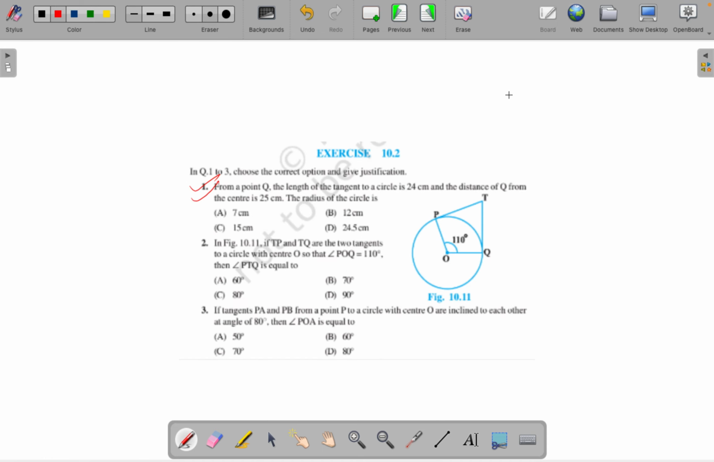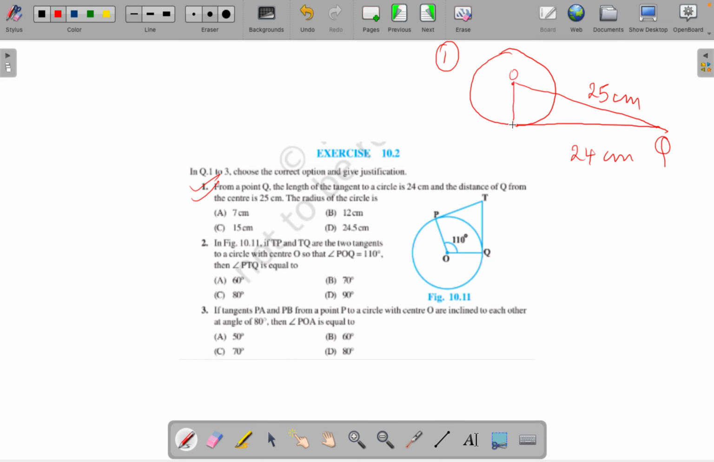Again, from a point Q, the length of tangent to a circle is 24, and the distance of Q from the center is 25. Find the radii. So let's take this as P.